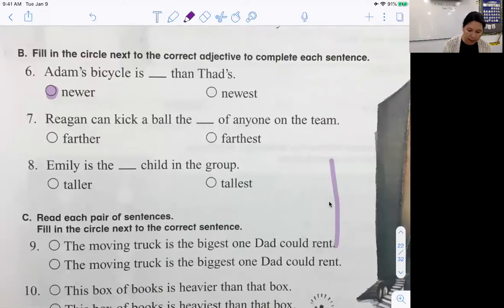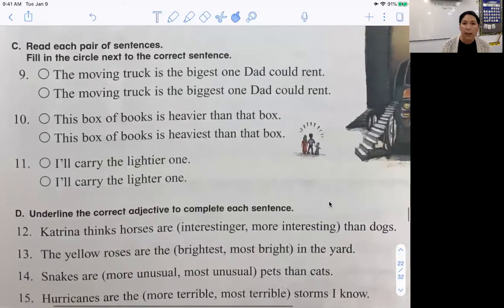Okay, let's go down to letter C. Read each pair of sentences. Fill in the circle next to the correct sentence. Number 9. The moving truck is the bigest one Dad could rent. The moving truck is the biggest one Dad could rent. Those sounded exactly the same. So let's look at what's different.